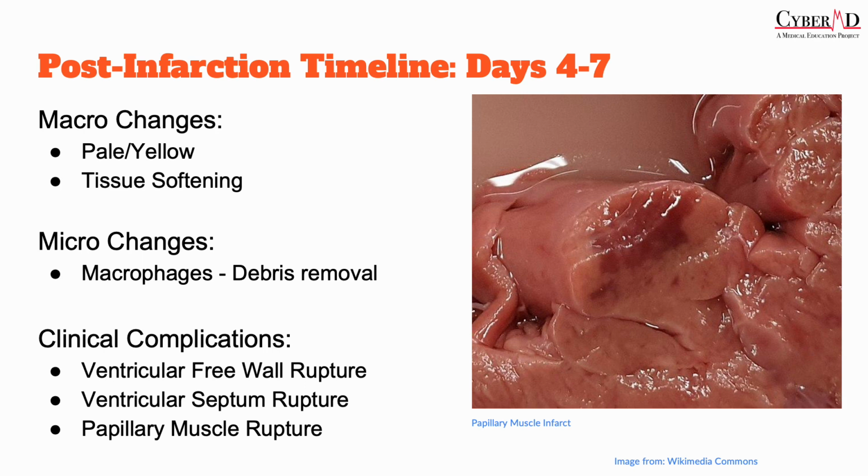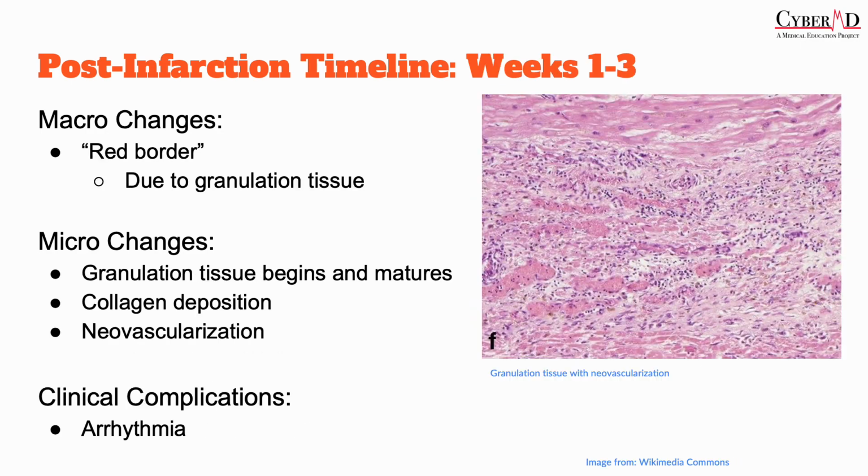On your exams and in real life, you will often have to use your physical exam findings, such as the sound of the murmurs in the ventricular septum rupture and papillary muscle rupture causing mitral regurgitation, or distant heart sounds in tamponade due to free wall rupture, to distinguish which of these complications is occurring.